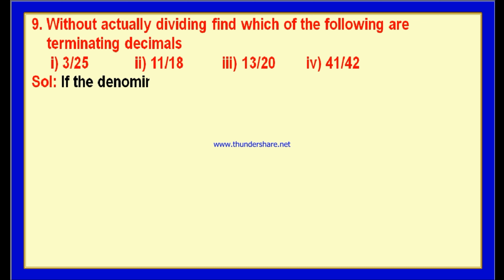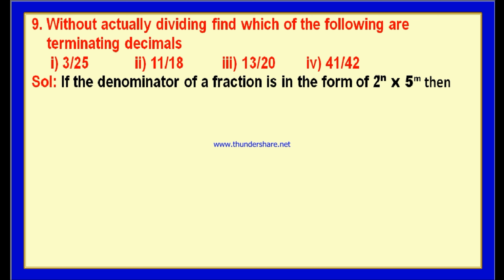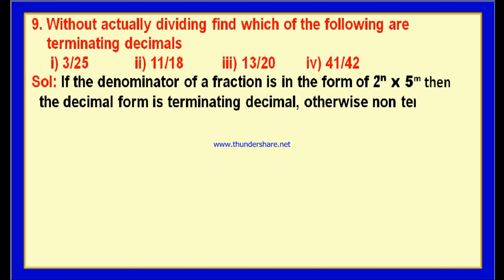Now in order to solve this, we have to note down an important point. If the denominator of any fraction is in the form of 2 power n into 5 power m, then the decimal form is a terminating decimal. If it is not so, then it is a non-terminating recurring decimal. Understood? I shall repeat. In any fraction, if the denominator is in the form of 2 power n and 5 power m, then the decimal form is a terminating decimal. Otherwise, it is a non-terminating recurring decimal.